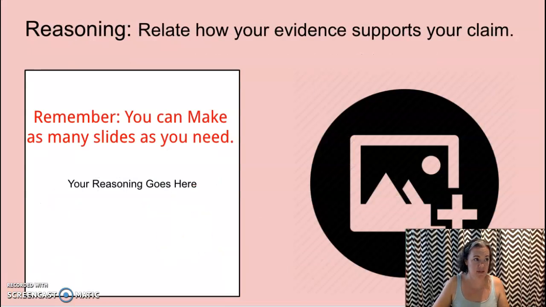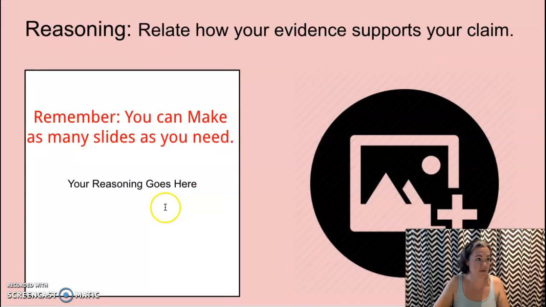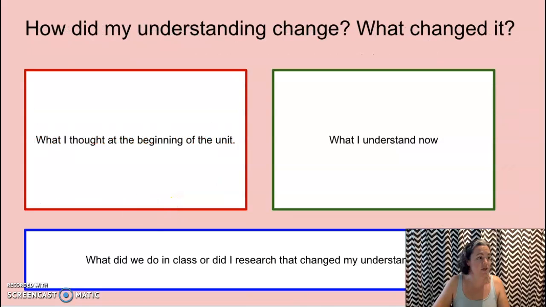And then the reasoning. Here the student is going to explain how the evidence supports the claim. Use a picture or a diagram and text as well. So everywhere there's a white box is somewhere where we're expecting to see text, and anywhere that the picture icon is, we're expecting the student to replace that with their own visual that supports understanding for that particular section. So then the last component is, how did my understanding change?